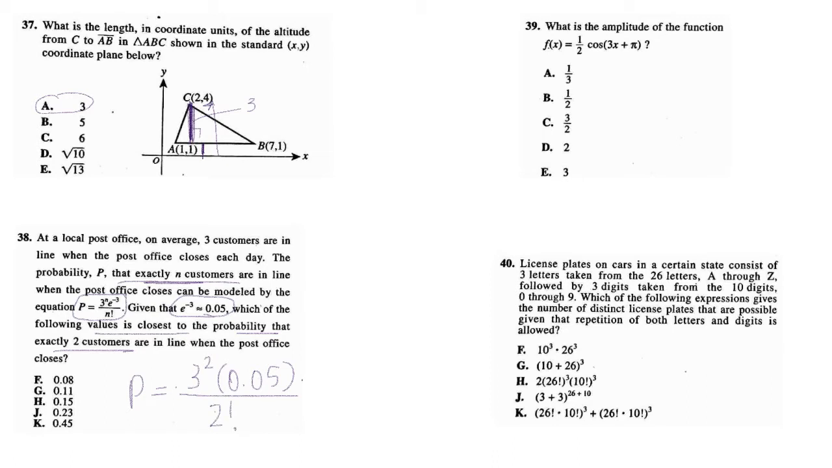Well, 2 factorial is just going to be 2 times 1, so really I have 9 times 0.05 over 2 times 1. So let's see, what is that going to give us as far as our answer choice? We have 9 times 0.05, and then all of that's divided by 2. If we plug all that in our calculators, we get 0.225, and the closest value to that is going to be J.